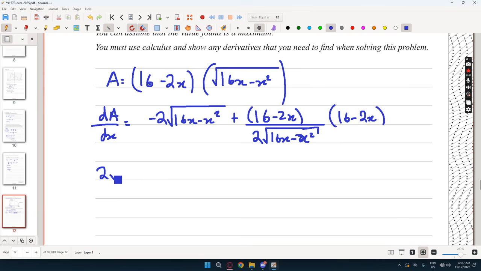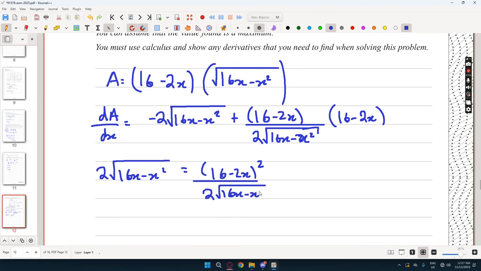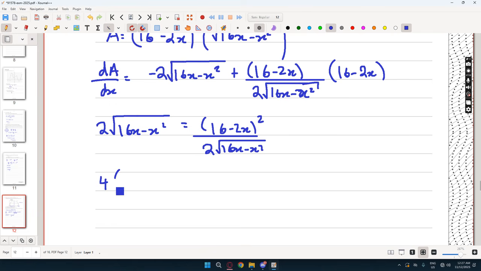Okay, so for stationary points, that equals 16 minus 2x plus 2 root minus x squared. So 4 lots of 16x minus x squared equals 16 squared, which equals 256 minus 32.